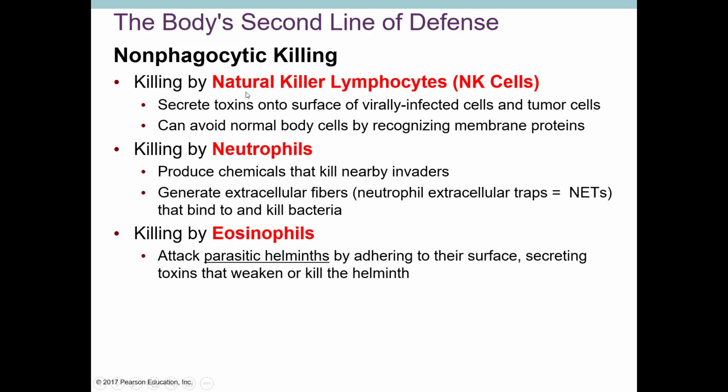And the way natural killer cells do it, they secrete out toxins onto the surface, particularly of virally infected cells. So natural killer cells are typically associated with killing cells that are infected by virus. In other words, they're killing your own cells, but they are virally infected cells. So there's a trade-off where, if one of your cells is infected by virus, it has to be killed for the sake of the entire organism.